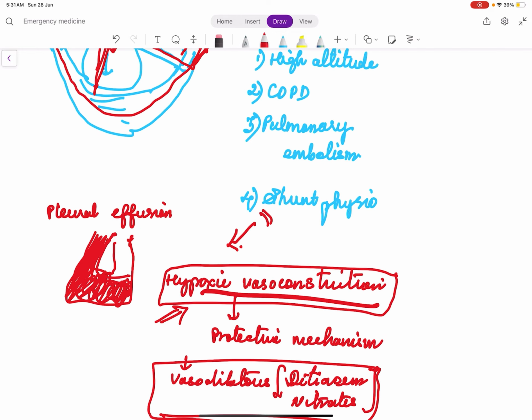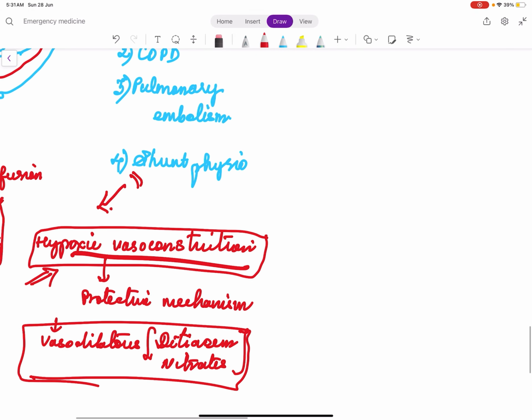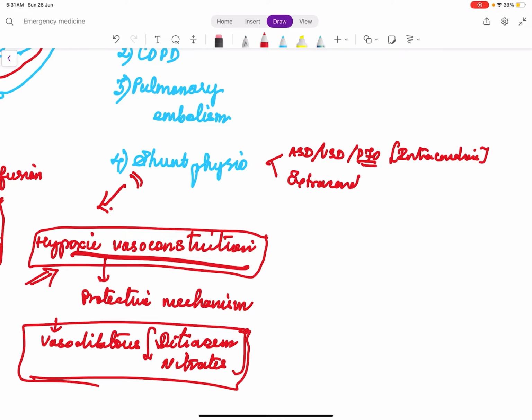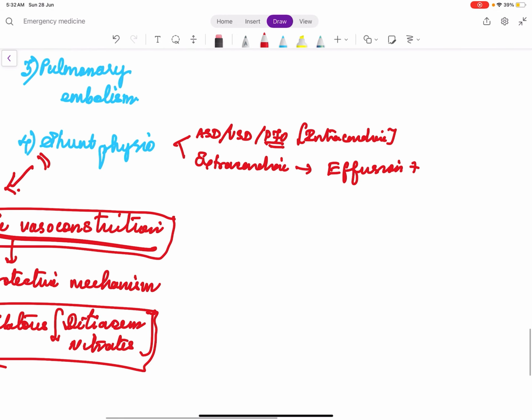Again, to be theoretical, shunt is of two types: intracardiac shunt and extracardiac shunt. An example for intracardiac shunt is when the patient has an ASD or a VSD or a patent foramen ovale. Even though these diseases are rare, the PFO may open when the right-sided cardiac pressures are high. This is called intracardiac shunt. We have extracardiac shunt. So this is one example of extracardiac shunt: a patient with pleural effusion receiving vasodilators.